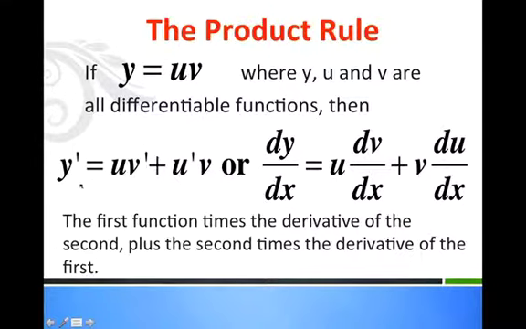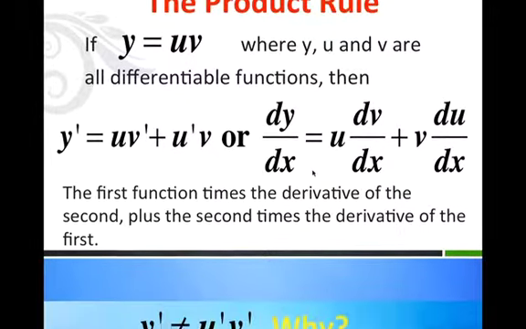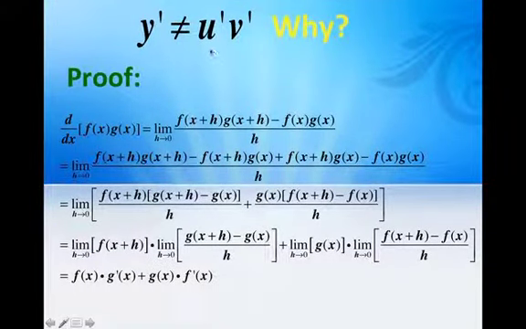The formula is u times the derivative of v plus the derivative of u times v, or using the Leibniz notation like this. All right. Now, we might be tempted to say the derivative of y should be the derivative of the two functions multiplied times each other, but it actually doesn't work that way. This is a proof that I pulled from Ron Larson's calculus book, the 9th edition, using the definition of derivatives to show how this is true.